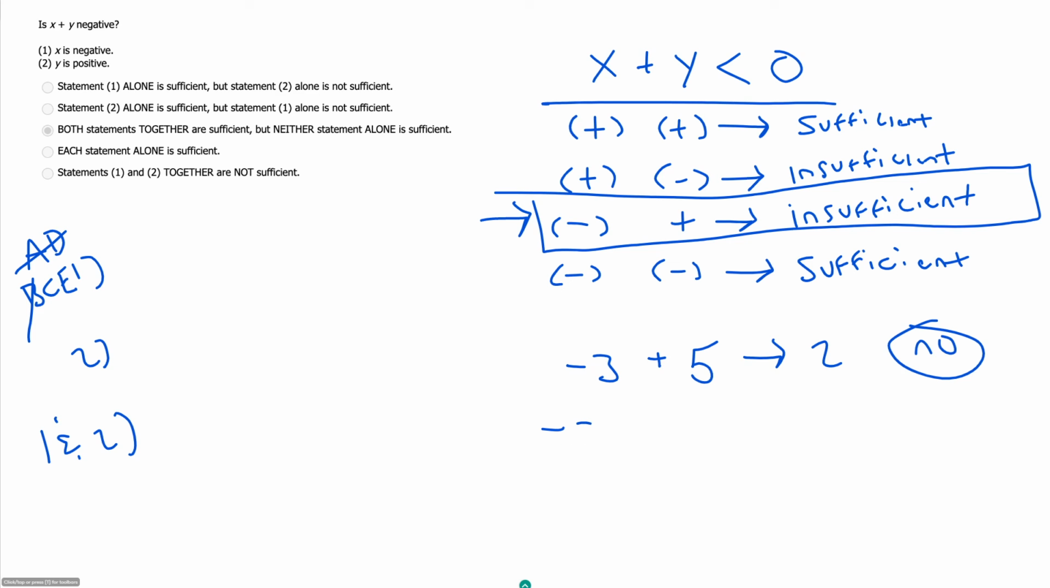But we could also have negative 3 plus just 2, which is negative 1. That would give us a yes to our question. So insufficient, even together. E.